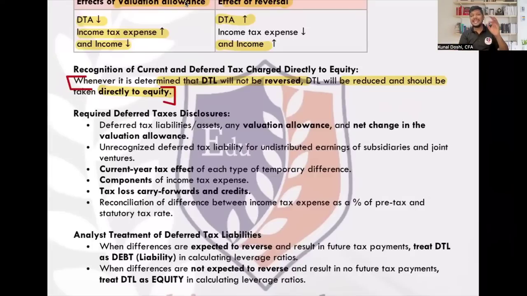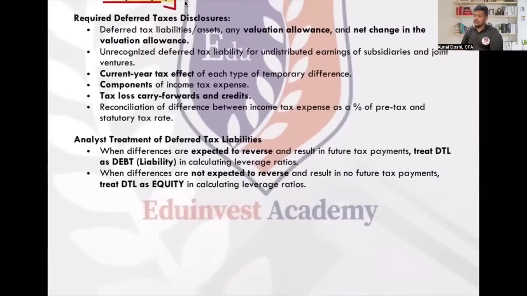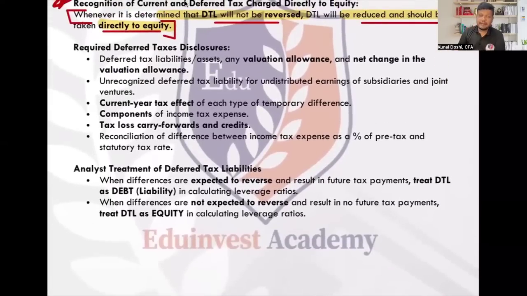Remember, DTA, if it is not expected to reverse, you create a valuation allowance. But DTL is like a liability. If it is not expected to reverse, take this amount directly to equity. Is this clear? This is very, very important. I've seen this coming up many times, right? Some of the disclosures have been put here. For example, deferred tax liability, valuation allowance, and net changes in the valuation allowance. We need this disclosure because we don't have this information.